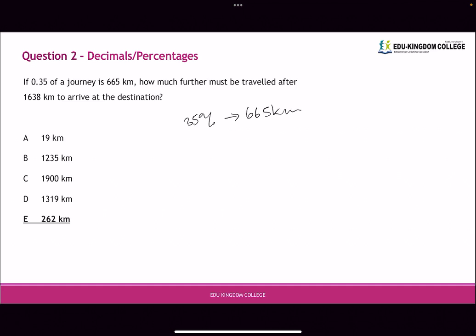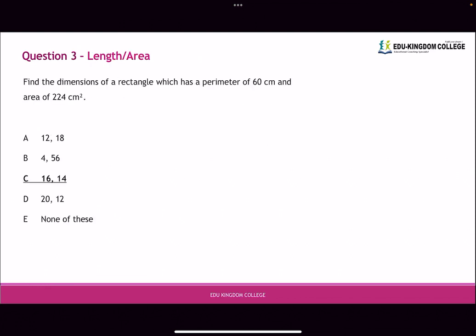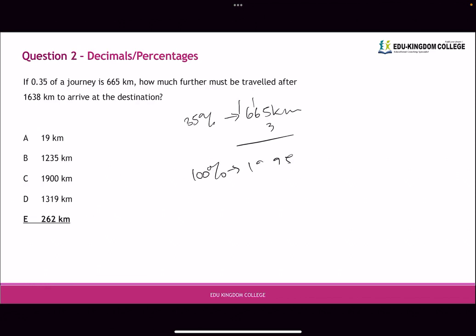So 35, if we multiply it by 3 to get 100%, it's going to be 5, carry the 1 up, 8, 9, 3 times 6 is 18, sorry, so it should be 1995. That'll be around 100%. So 1995, so how much further has to be traveled after 1638? We can already tell it's going to be E. The other numbers are too big or too small.